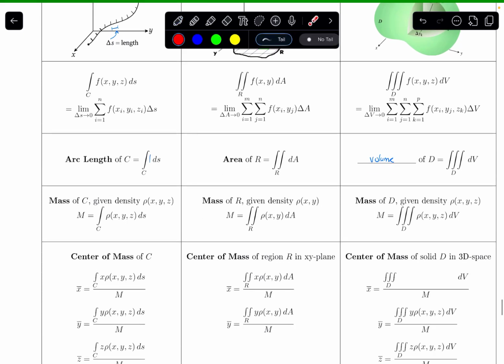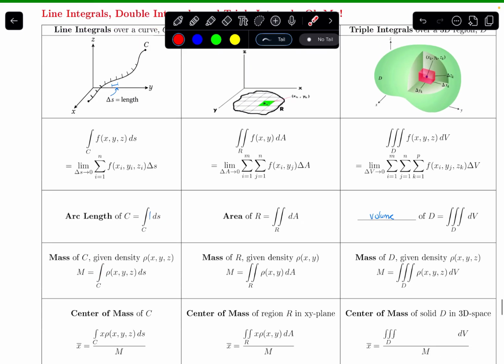Okay, so we've seen before that when you take an integral of a density function, it gives you a mass. So when you have a curve, you do a line integral. When you have a two-dimensional region R, you do a double integral. And now if I have a three-dimensional solid object, I do a triple integral of the density function to get the mass.